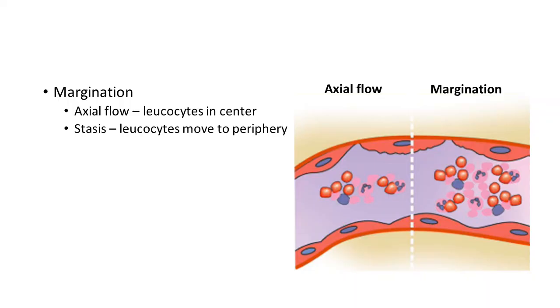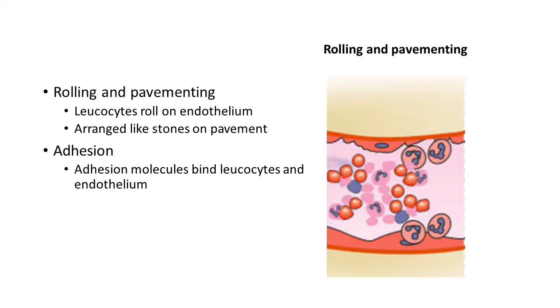When there is slowing or stasis of blood, the leukocytes, which usually flow in the midstream, now marginate towards the periphery. The marginated leukocytes now roll on the endothelium and get arranged like stones on the pavement. That is rolling and pavementing. They also adhere to the endothelial cells with the help of cell adhesion molecules like selectins, integrins, etc.